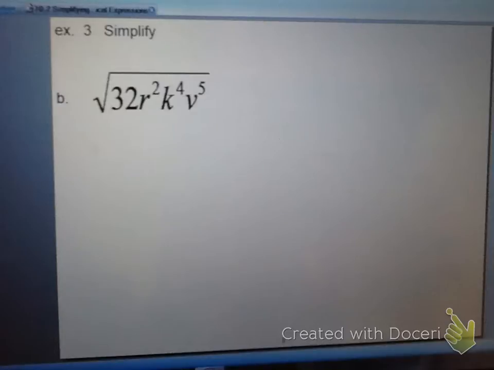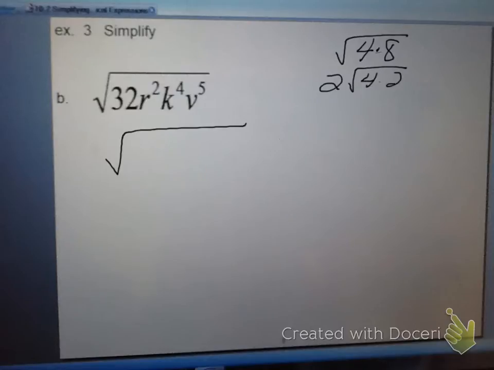Example 3b, I need to break square root of 32 down. Now, I'm not going to use 4 times 8, because if you use 4 times 8, you can take the square root of 4, and then 8 can be broken down to 4 times 2. So, you don't want to use 4 times 8, you want to use the largest perfect square, which is 16 times 2. R to the second is an even number, I'm good, I'm going to leave it.